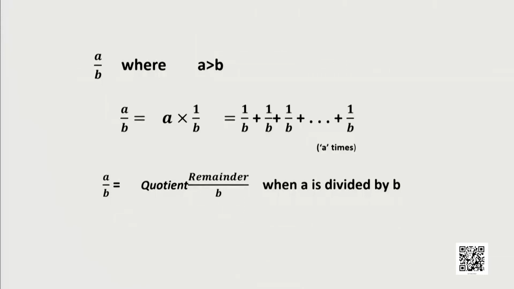So if you want to convert any improper fraction to a mixed fraction, you just have to see what the quotient is, what the remainder is, and there is a representation which is shown on the screen.